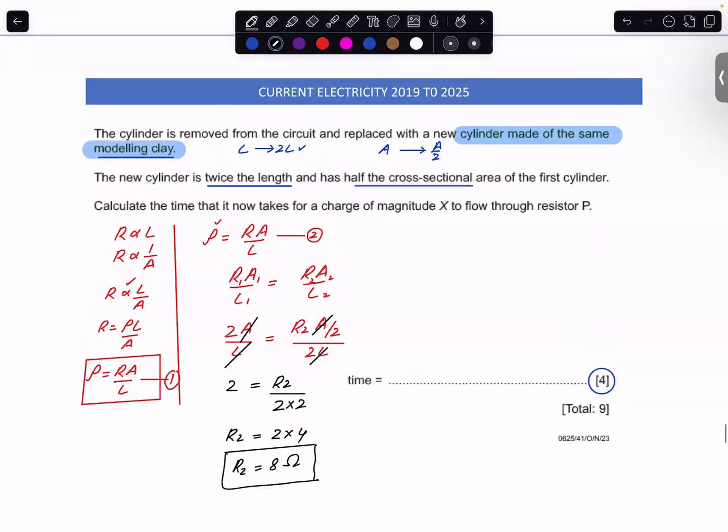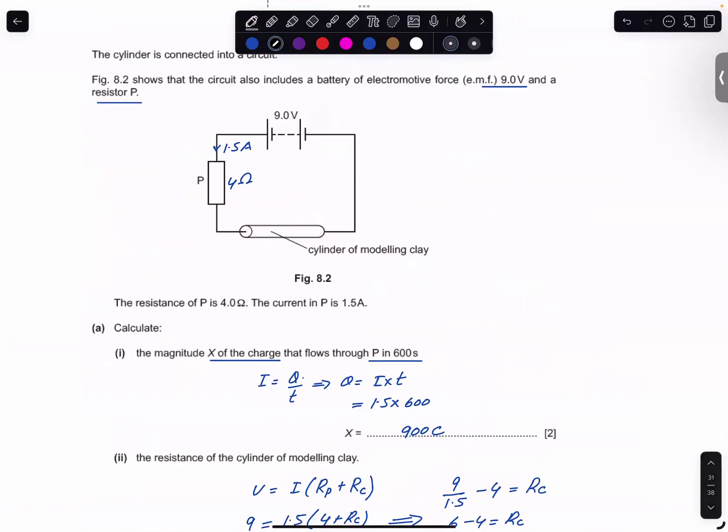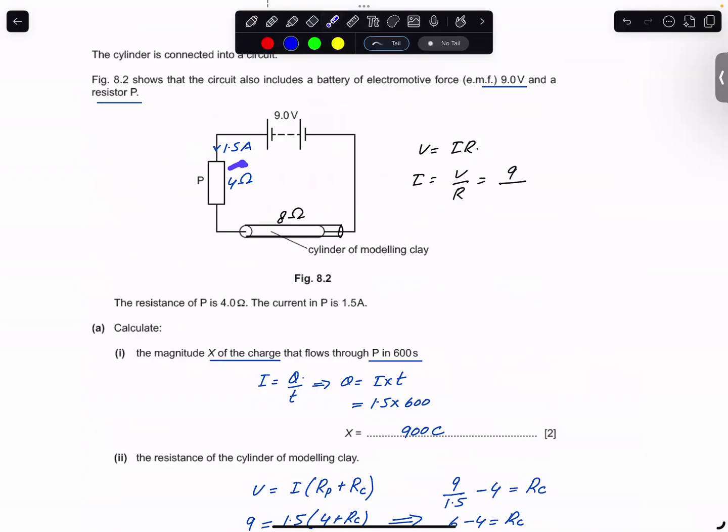Okay, so now we find the value of current after making the change. It means now we have a resistance with double the length. The length of the conductor is double, and the cross-sectional area is half. So with these changes, the new resistance we have found is 8. So I will find out the value of the current in the circuit. V is equal to I into R, and I is equal to V by R. V is given in the circuit, that is 9, and after changing the modeling clay, the new resistance is 8.